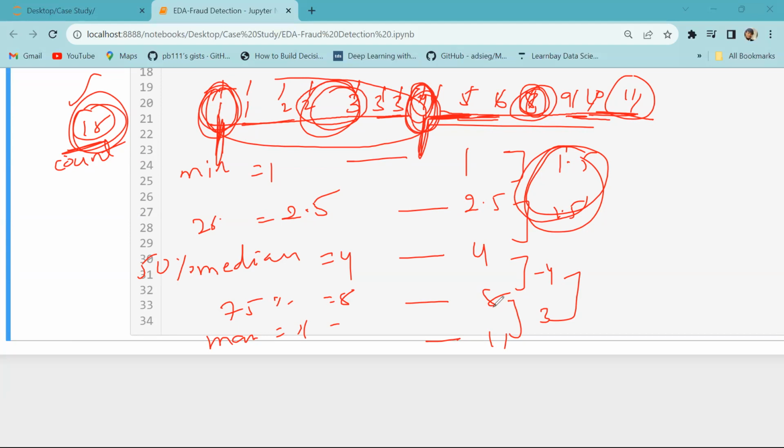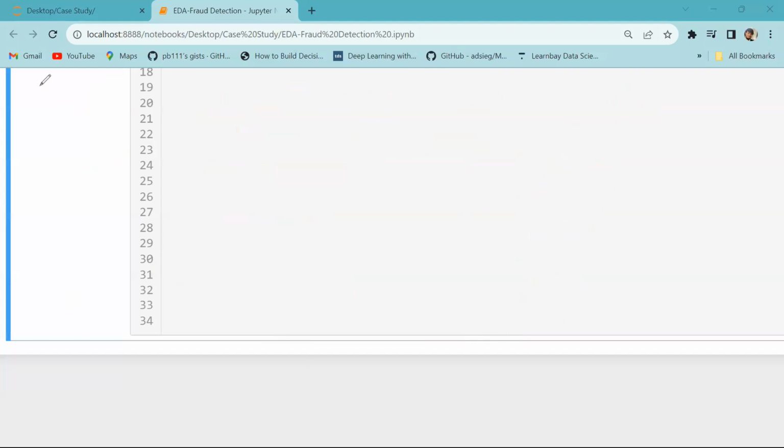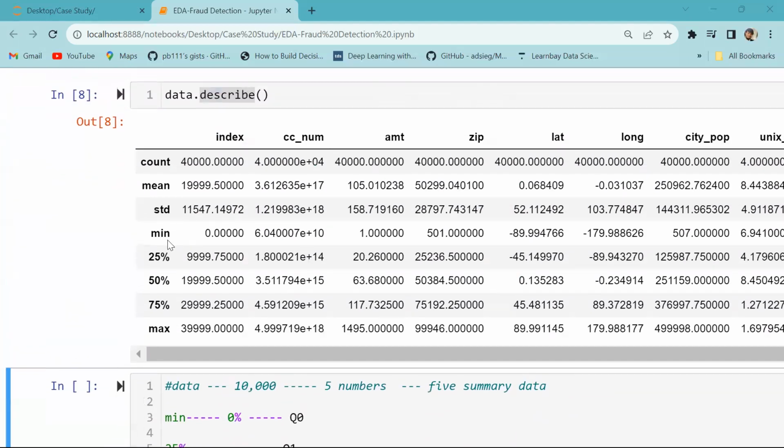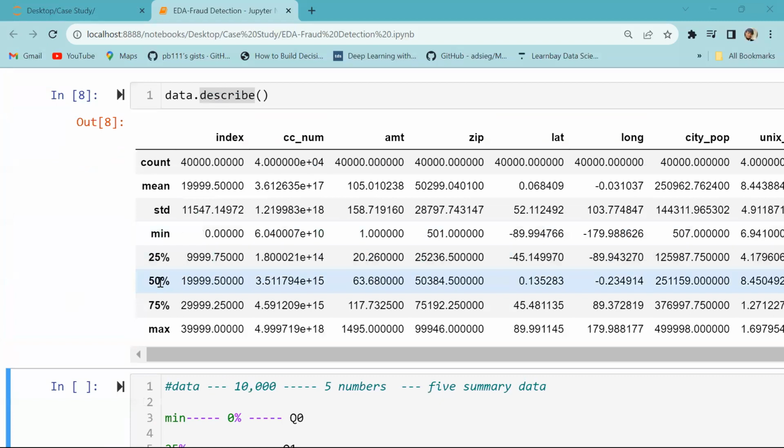Even with the help of these numbers, we can easily figure out the data is not normally distributed. Normal distribution means the differences are approximately the same. Any questions? No, Anjan. So that's what we got: the mean, 25th percentile, 50th percentile, 75th percentile, max.